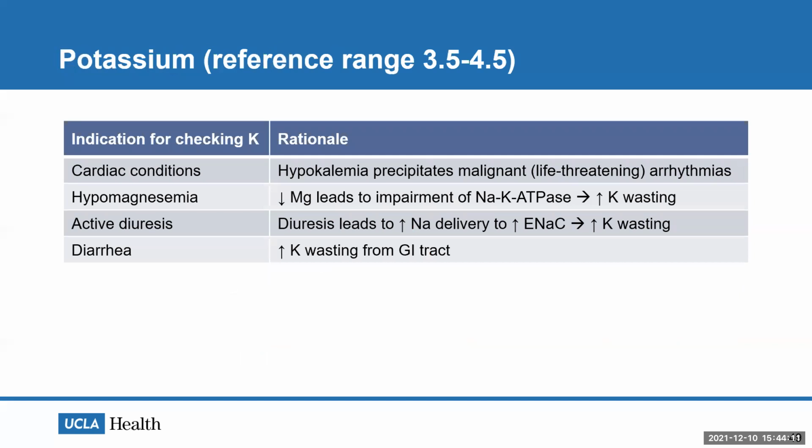Let's start with potassium. So the main 4 indications for checking are cardiac conditions, low magnesium, active diuresis, and diarrhea. I'm not going to read the rationale to you. There are certain times when we have a specific potassium goal. It's greater than 4 if acute MI or cardiac conditions, and greater than 4.5 if VT. So cardiac conditions is vague on purpose because no one can agree. So if your patient has a history of coronary artery disease or something like that, it's okay to give greater than 4 as a goal.